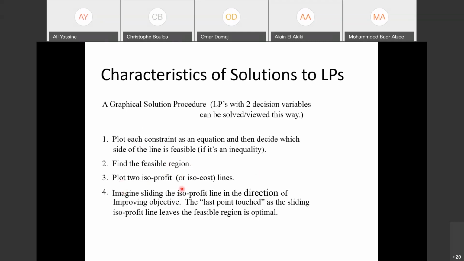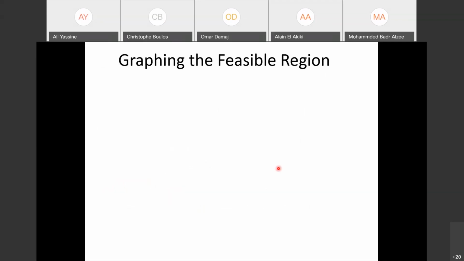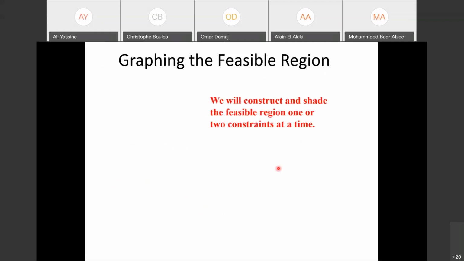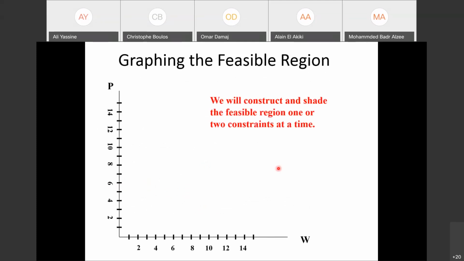For that, we draw what we call an isoprofit line, meaning that we plot the z function, the objective function, and from that we should be able to learn where the optimal point resides within the feasible region. So that's the recipe. Let's see how we actually execute it for the GTC problem. We will construct the feasible region like this, and again, this graphical solution works only for 2 decision variables. For 3 decision variables, we don't do that. This is x1 and x2, or W and P, doesn't matter. You can call it x1 and x2.